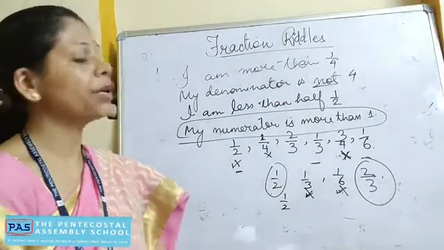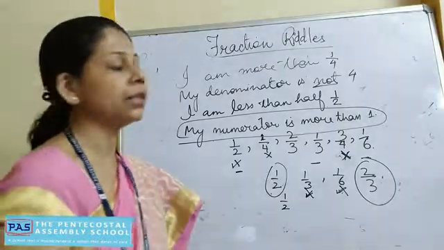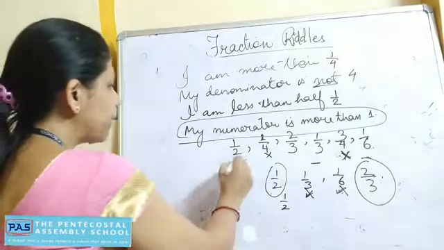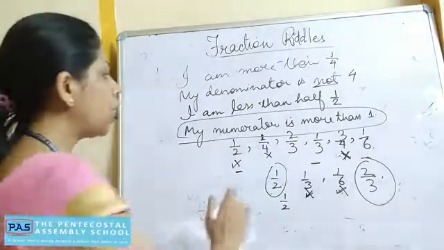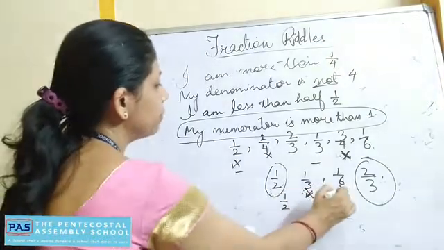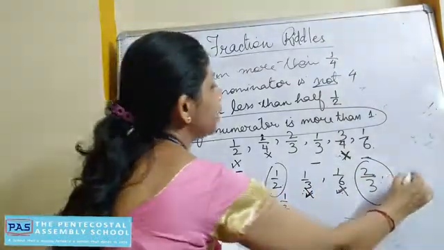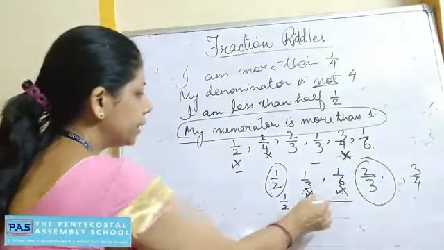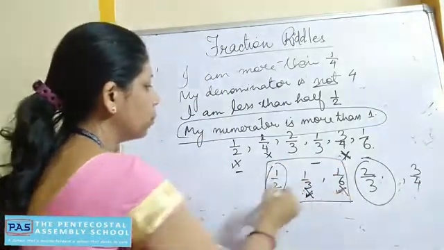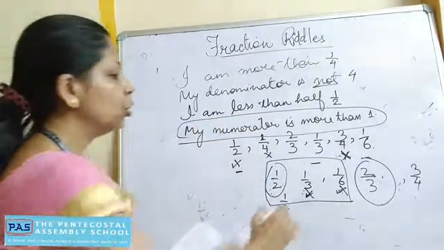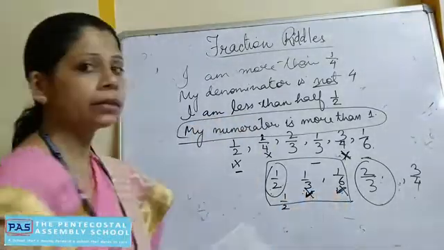Clear students? Okay, I am repeating this once again. Please listen carefully. I am more than 1 by 4. So 1 by 4 cannot be the answer. Now among others, that is 1 by 2, 1 by 3, 1 by 6, 2 by 3, and let us take 3 by 4 also. Okay. So if you compare these three, 1 by 2 is the largest. It is saying here I am less than 1 by 2. So it can be 1 by 3 and 1 by 6.